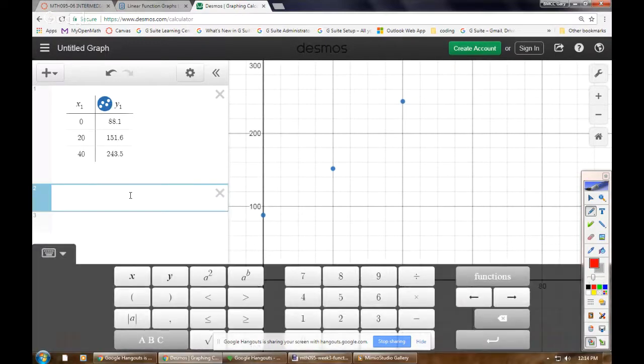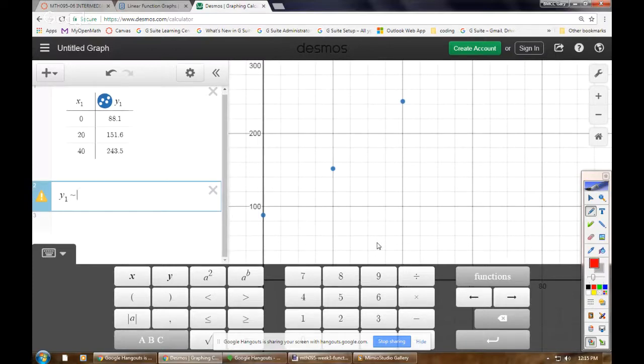So in Desmos, to make that happen, first I need a table of numbers plotted. Once I have that, I say my y values are called y1. To have the computer make a model for you instead of you typing it, if you type it, you have to type in equals next. If you want the computer to do it, you hit the tilde symbol, that little curly thing there.